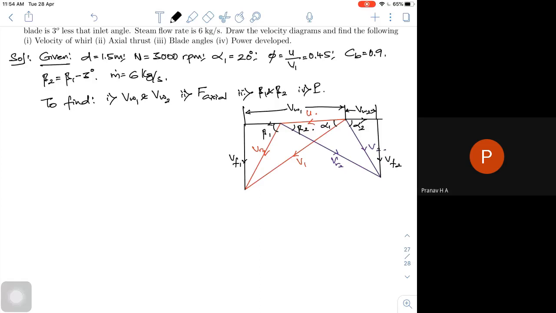Okay. What is u actually? U is equal to pi d n by 60. Fine. What is my d? It is pi into 1.5 into 3000 divided by 60.